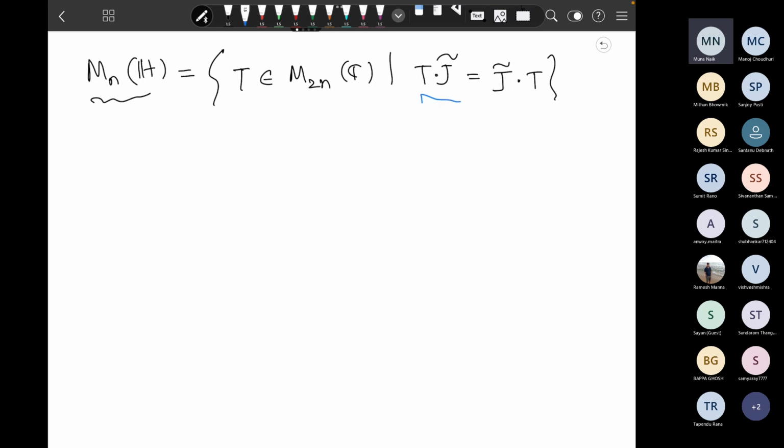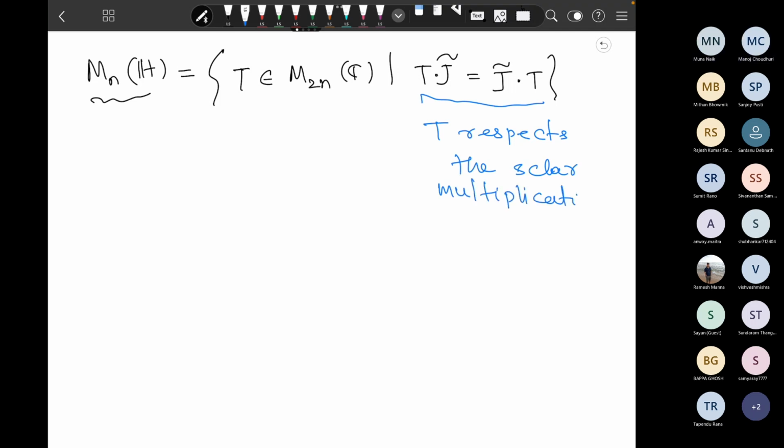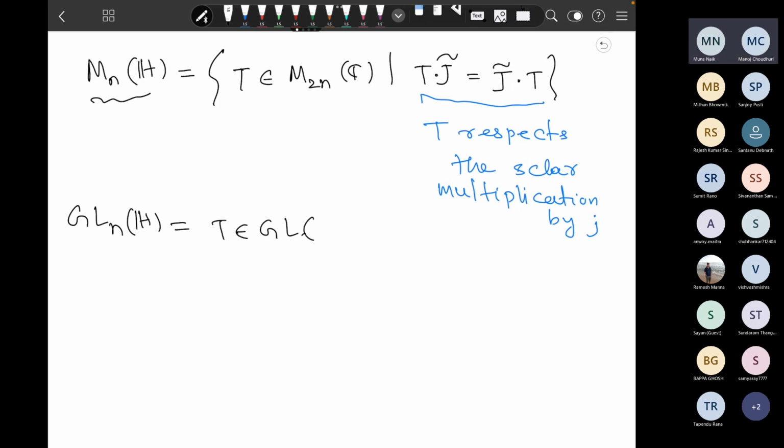And what does this thing mean? This means T respects the scalar multiplication by J. By J, this is the quaternion element. And similarly, you will get this GLn(H): T belongs to GL2n(C), so that Tj is equal to J tilde T.